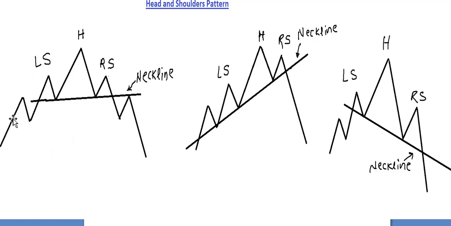You see, we are making higher highs. This high is made, then this high is made, which is higher than this high. This low is lower than this low, or this low is higher than this low. So then we make another higher high here, right? Then we make the lower high. This high is lower than this high.